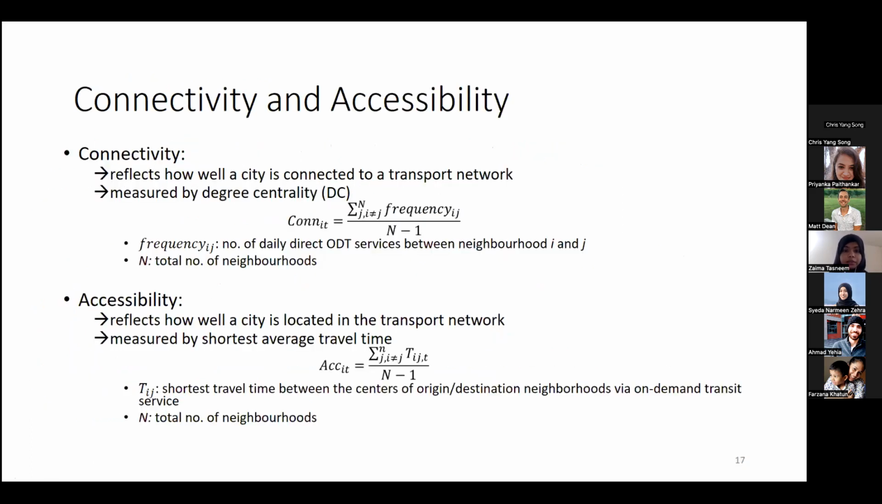Now, before we can implement these models, we have to calculate the connectivity and accessibility due to the ODT service. So to do that, we used these two equations. So connectivity is basically a measure of the number of daily direct services or direct rides that are occurring using ODT service from one neighborhood to another. And accessibility measures the shortest travel time from one neighborhood center to another neighborhood center using the ODT service.